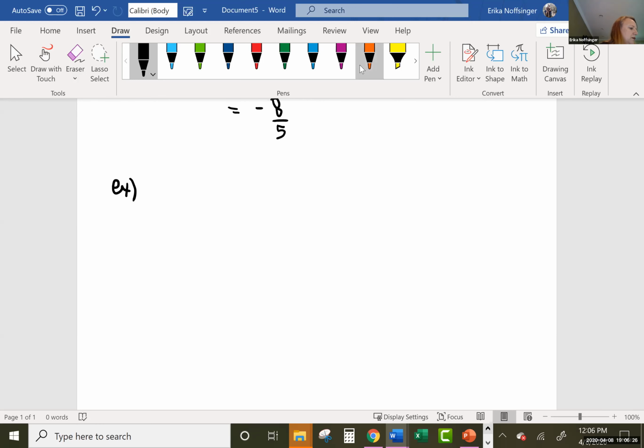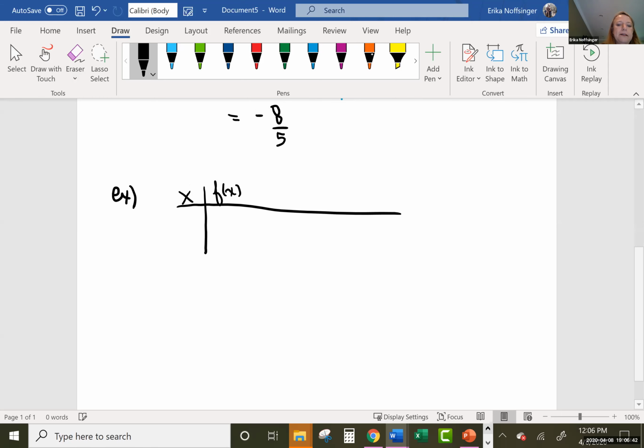So let's suppose you're given the following. Your x value, what your function is at that x value for f of x, what your function is for that x value for g of x, what f prime of x is, and what g prime of x is.